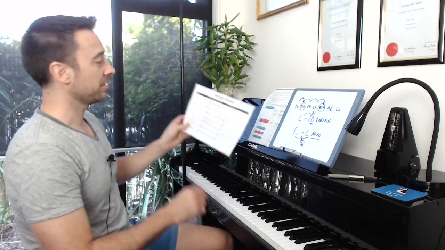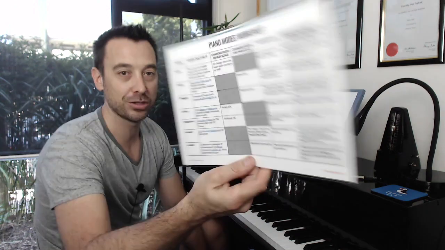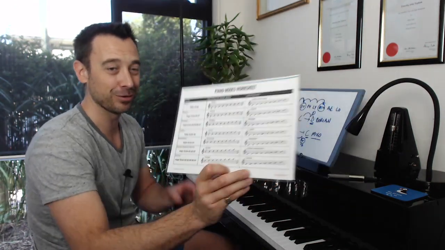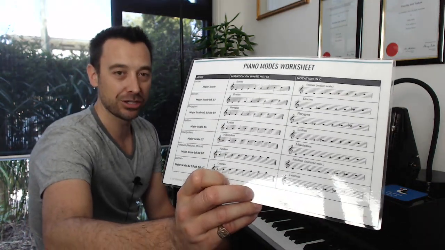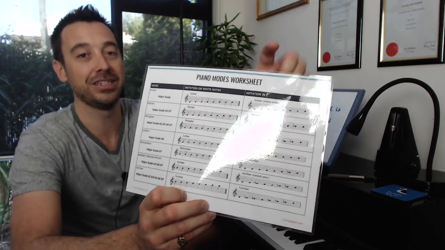Now, there's one other resource that I've got that I'll share with you, and that's my piano modes worksheet. It's a 2-sided sheet. You can see I've laminated this. I keep it handy all the time because it is so helpful. On the first side, it actually just shows you the notation of each of the modes, both on the white notes of the piano, but also always in C.